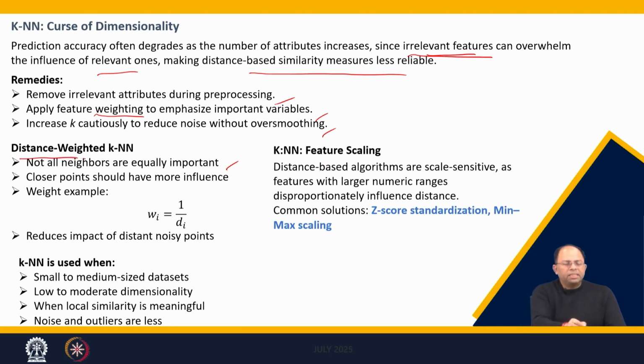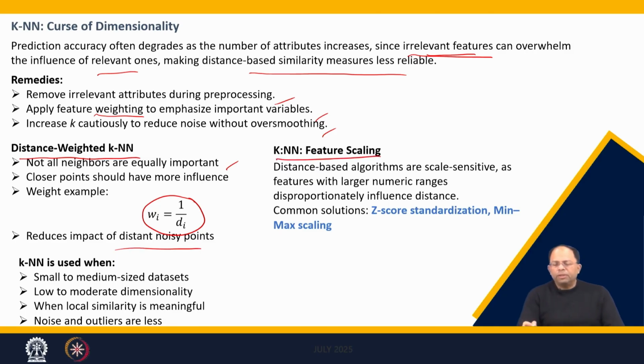Like we can take distance weighted KNN, where the closer point should be more important or have more influence compared to the points which are far away. So we can use this kind of weights, and this can reduce the impact of distant noisy points. Or we can do feature scaling as well.